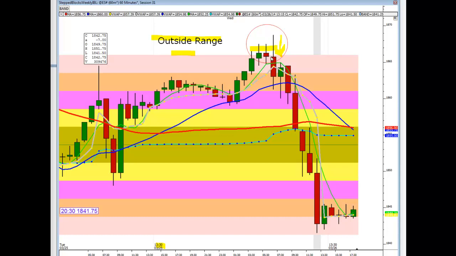But here's what happens. The next candle opens, and look at what it does. It shoots back up again. Why does it do that? So it would kill all the stops that were placed up here. And notice what it does after that.